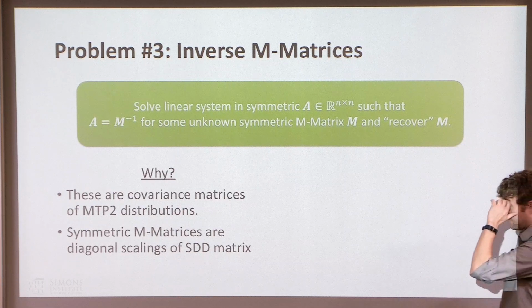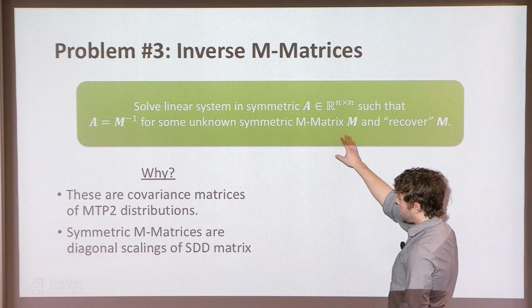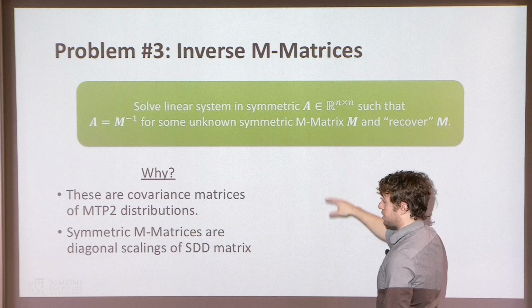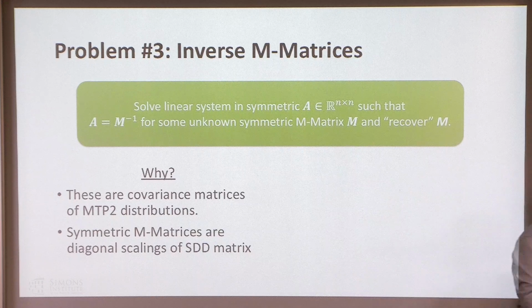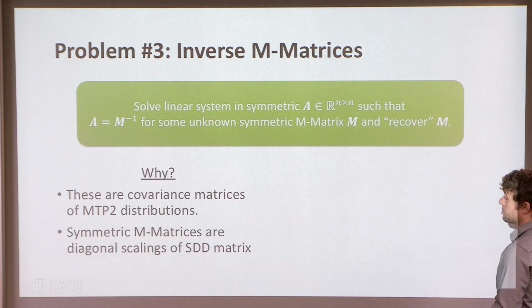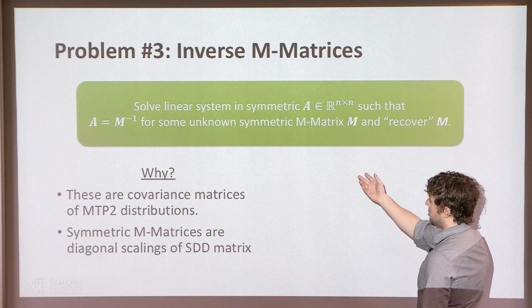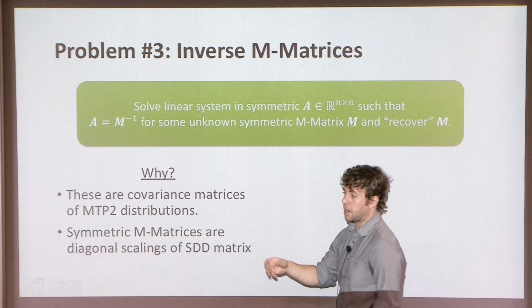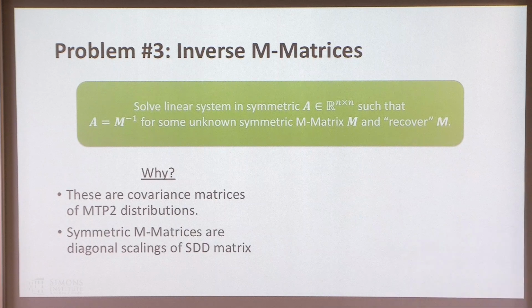You can show that inverse symmetric M matrices are the covariance matrices of a commonly occurring class of distributions known as MTP2 distributions, that both arise in a number of contexts and are used to model probabilistic processes. So solving inverse symmetric M matrices is the same as solving certain inference problems when you have these MTP2 distributions. All right. And why is this problem hard?